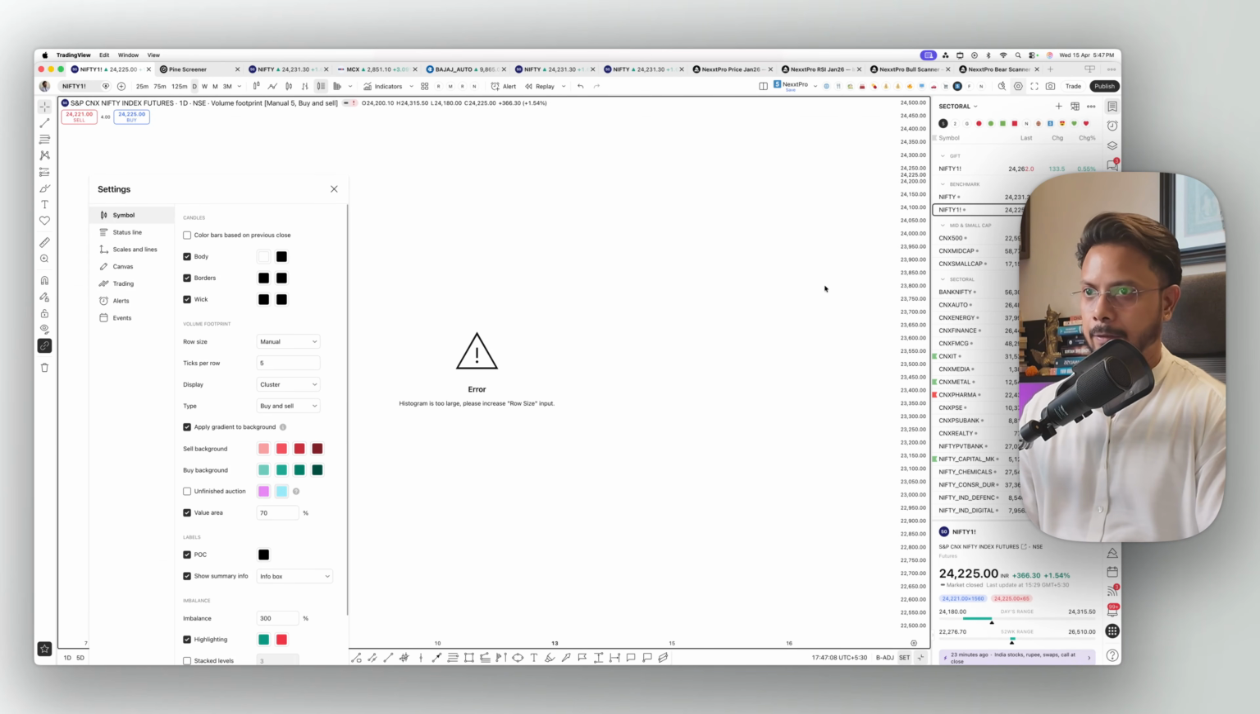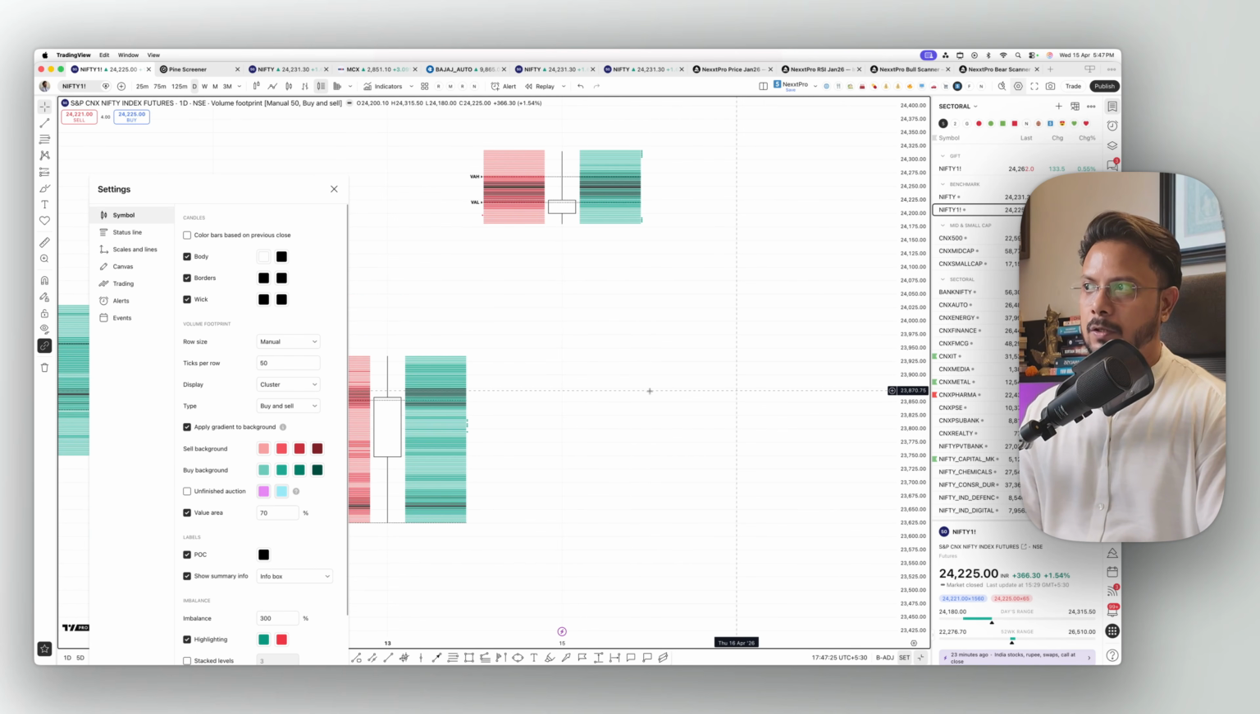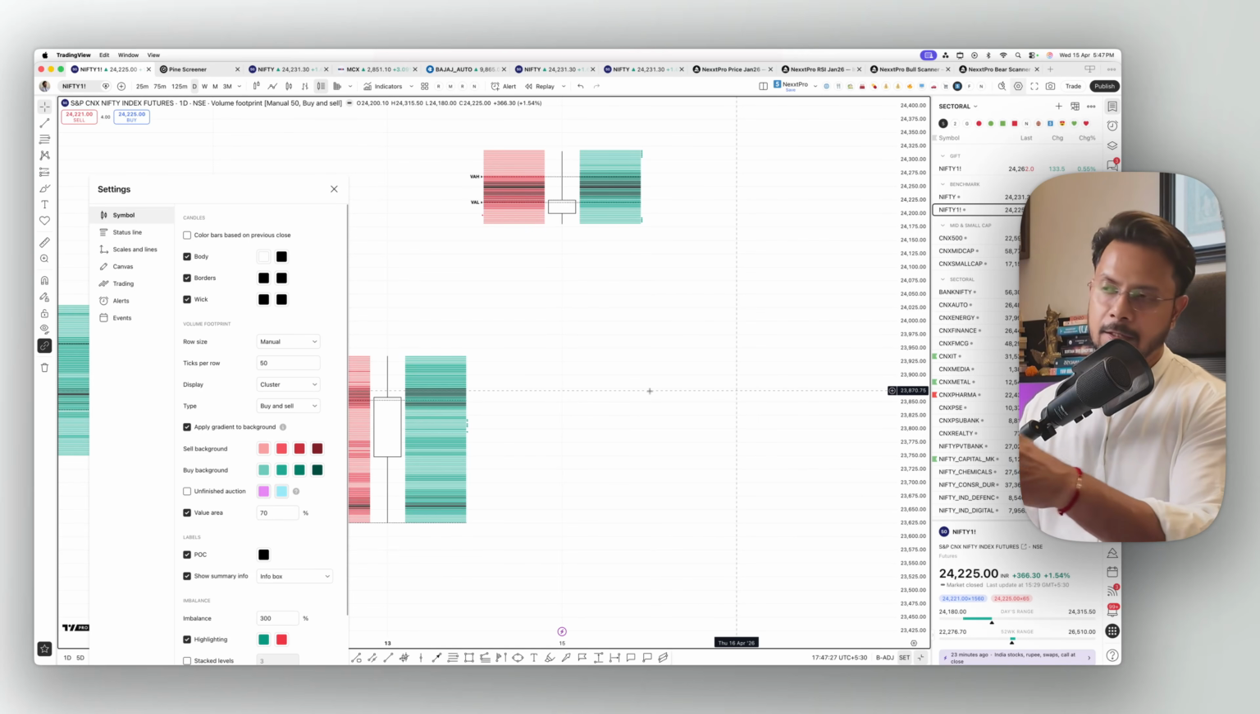It says error. Okay. So I think this discussion will flow much better because the histogram is too large. Please increase row size input. 5 will not be able to give us anything. I'll try with 50. Maybe 50 will give us something. But this discussion, because I'm doing it on Nifty, is fine.